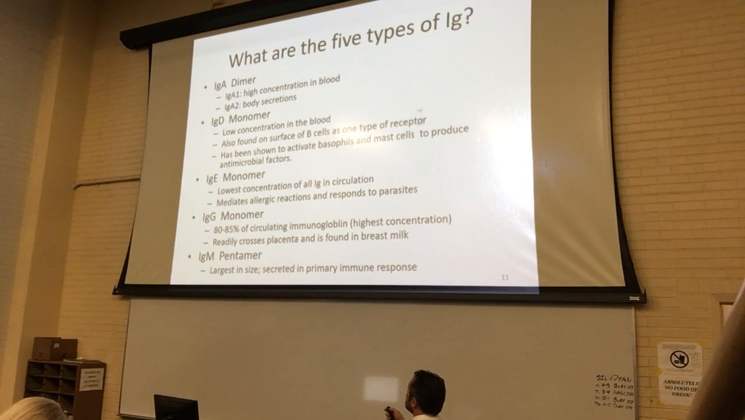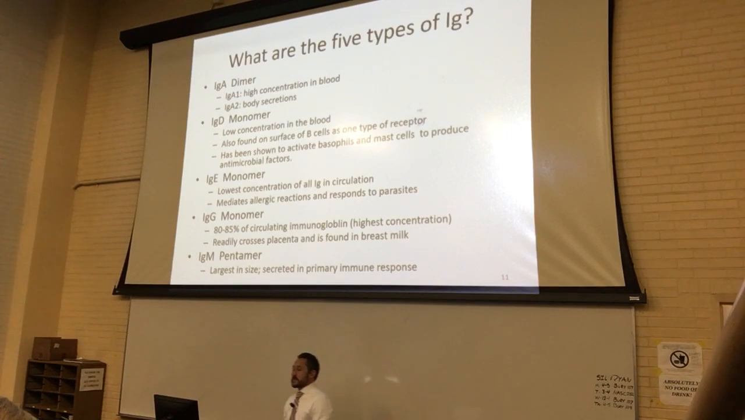So if we go here to a dimer, a valence of 4, IgA, there's a high concentration of IgA in the blood, and a high concentration of IgA2 in body secretions. That would be like sweat and saliva, okay? IgD, the monomer, has a lower concentration in the blood, but it's found on the surface of B cells as a type of receptor, so it's very commonly found. And it's been shown to activate basophils and mast cells to produce antimicrobial activities.